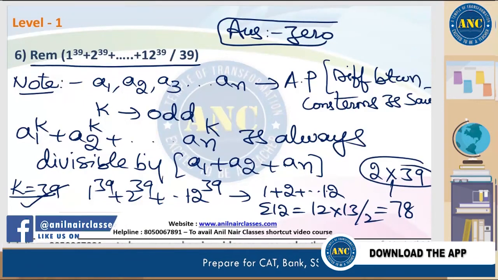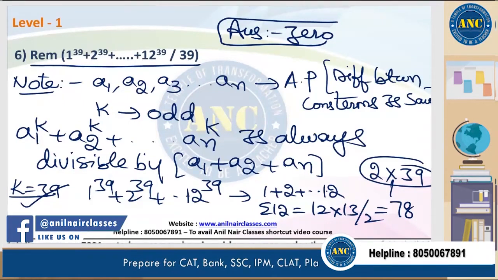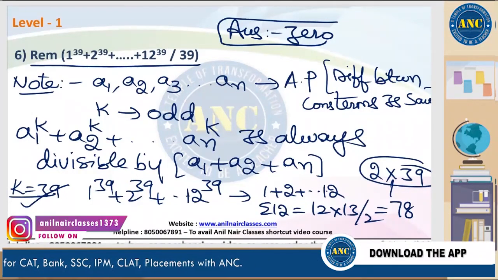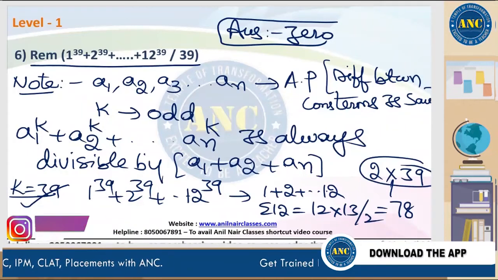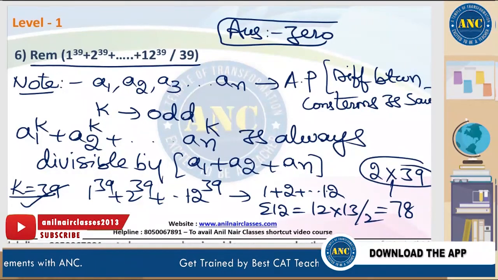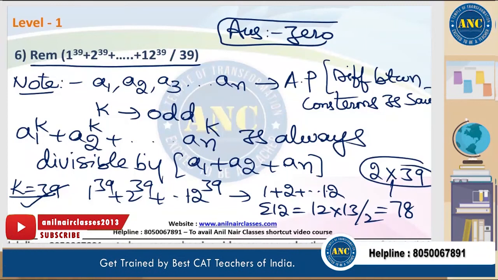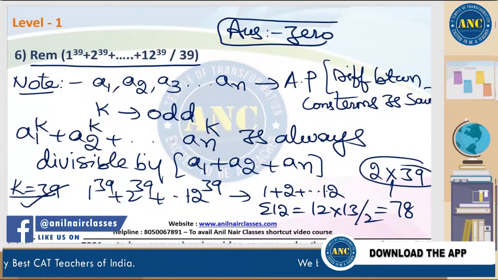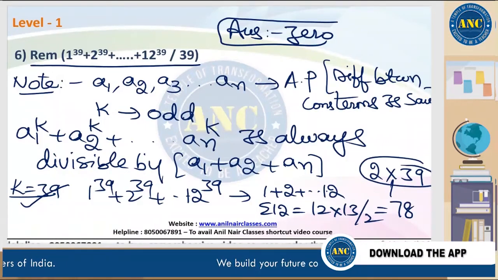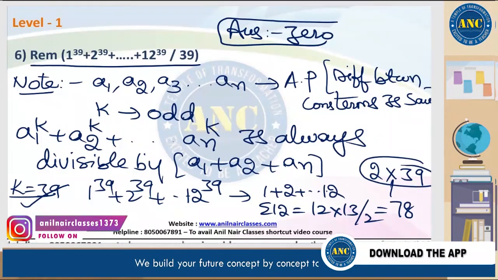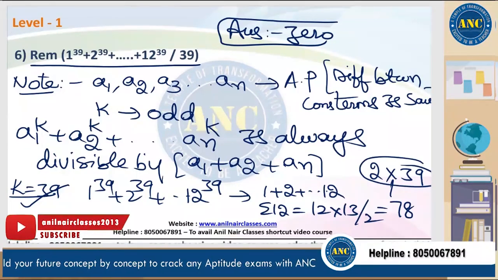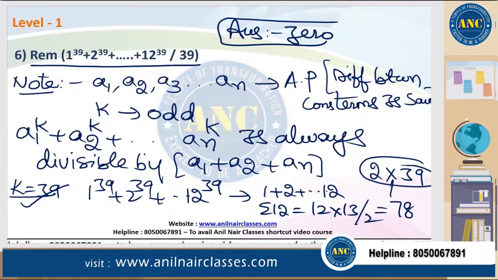If the power is an odd number, and a1, a2, a3 and so on up to an are in arithmetic progression, meaning the difference between consecutive terms is the same, then a1 power k plus a2 power k plus an power k is always divisible by the sum of the bases, a1 plus a2 plus a3 and so on up to an. I hope this concept is clear.